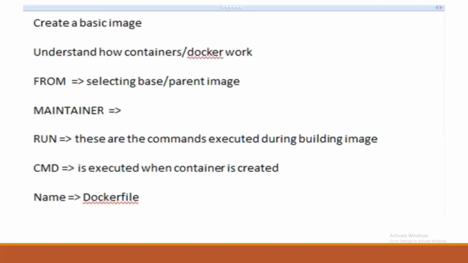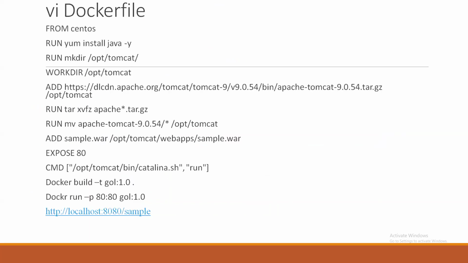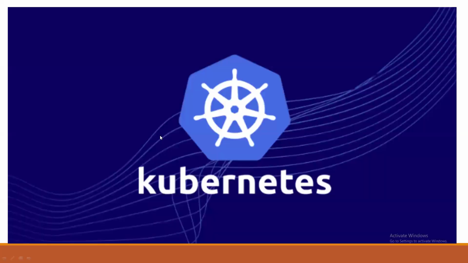So create a basic image to understand how Docker containers work. From, maintainer, run, cmd, name. Right, this is a simple Docker file. We can get it by downloading the Docker file. This one is Java. Yesterday we already learned about the Docker file.